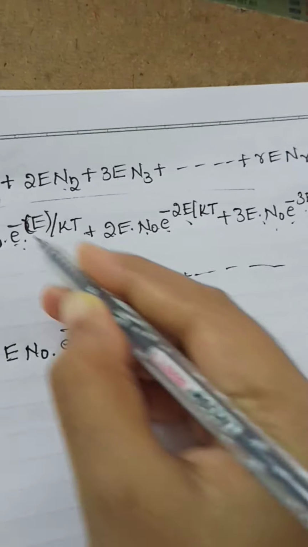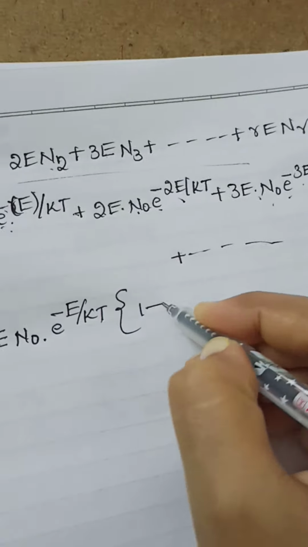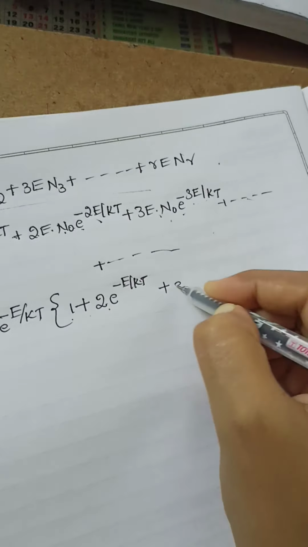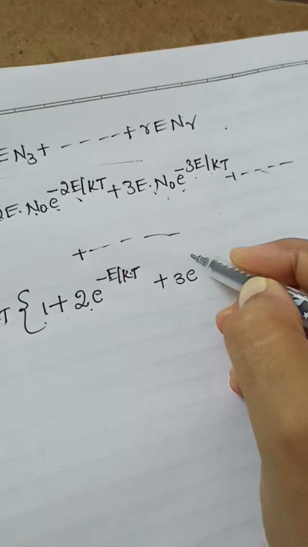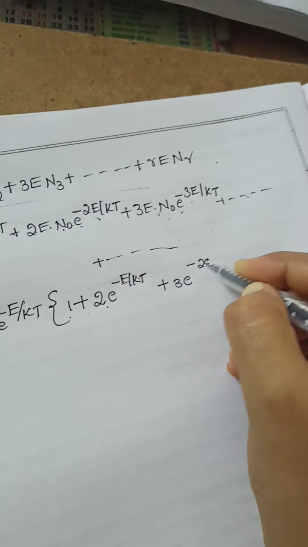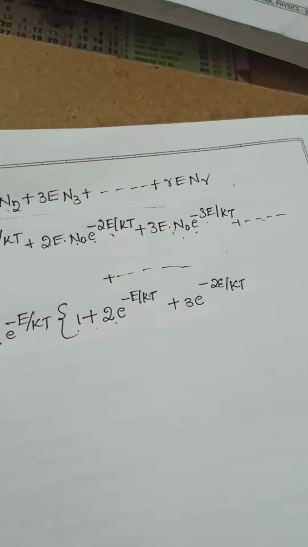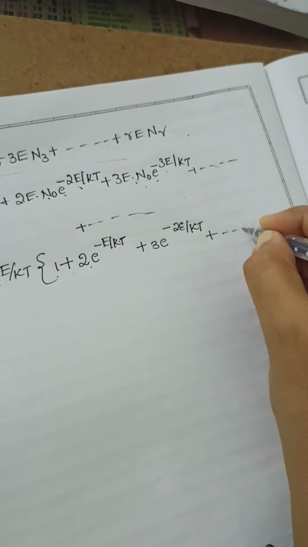Then what is left over here? It is 1 plus 2 into e to the power of minus ε by kT, plus 3 into e to the power of minus 2 into ε by kT, because one ε by kT gets cancelled, plus up to so on. So this is the equation.